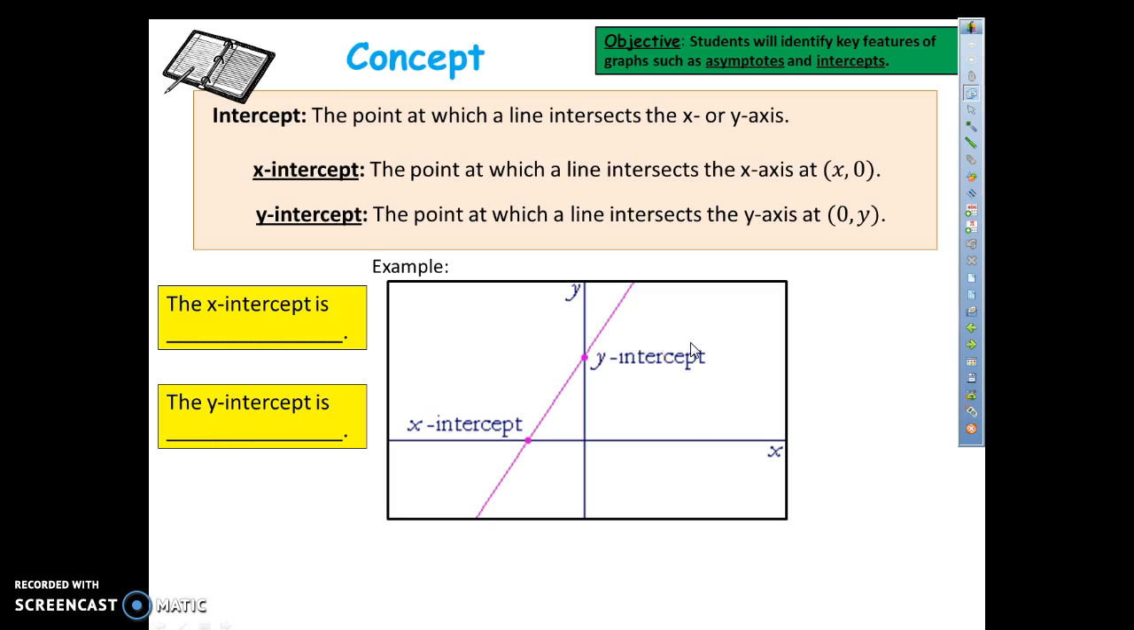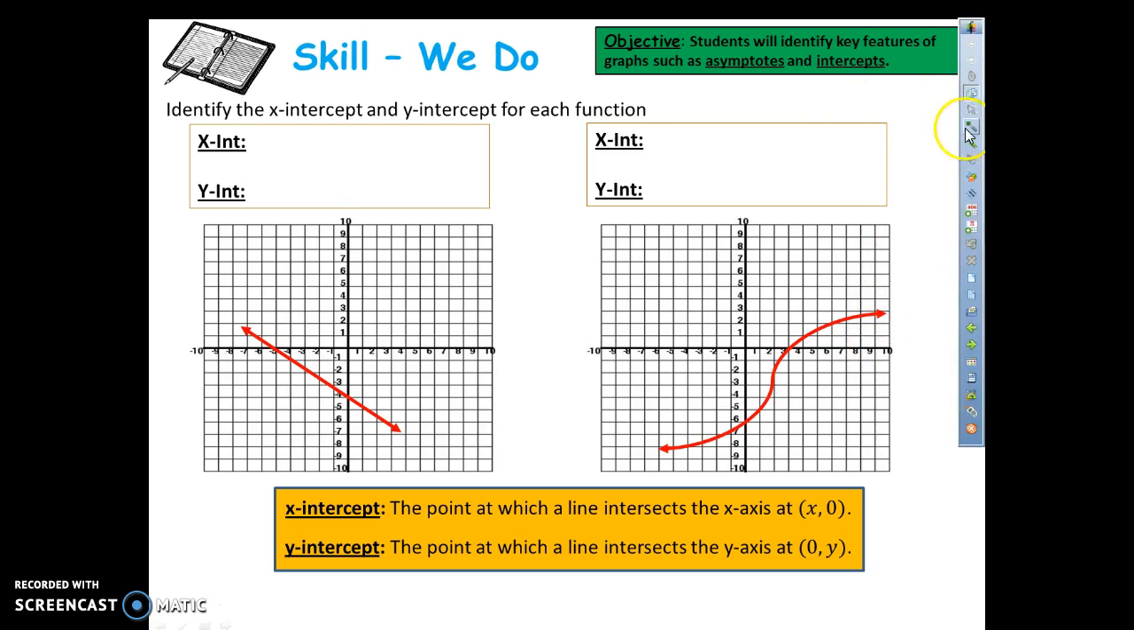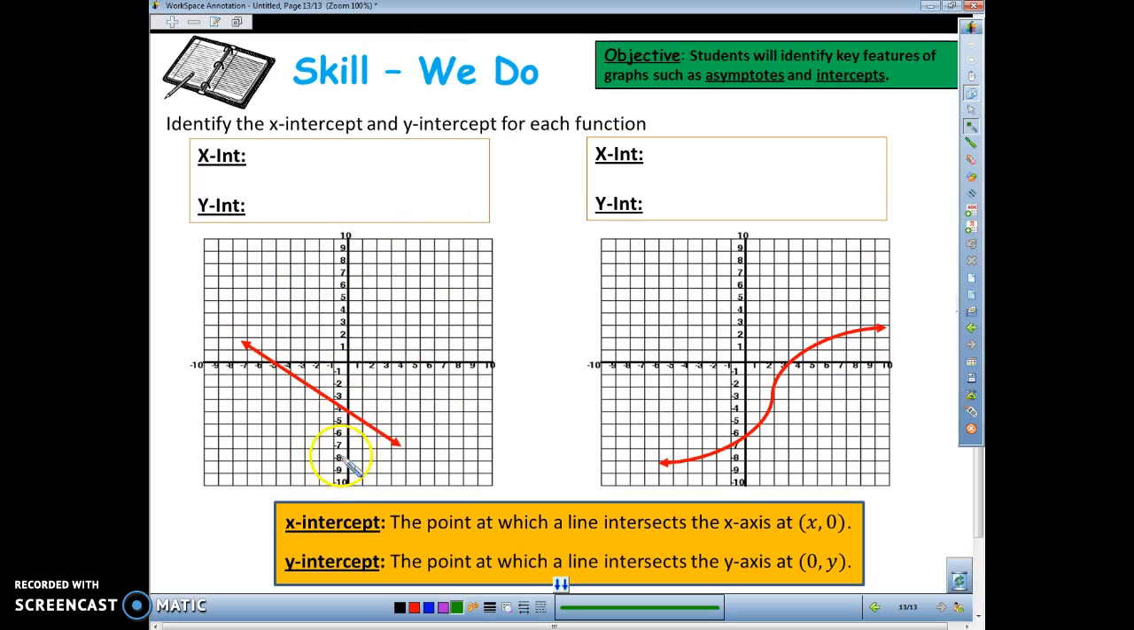Okay, and then last but not least, this is old and easy information, an intercept. An intercept is a point at which a line intersects the x-axis or the y-axis. And an x-intercept, right, is here on my x-axis, y-intercept at my y-axis. Very, very easy, old information. So here, I just want you to draw a point anytime the graph intersects an axis. And we'll go ahead and list them.